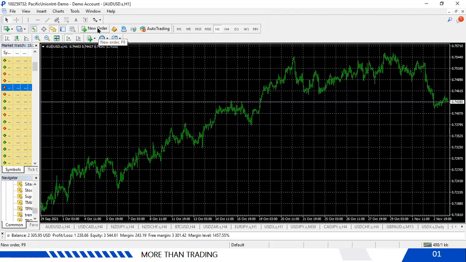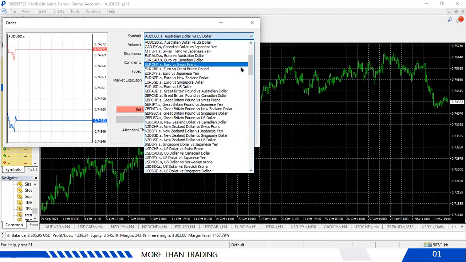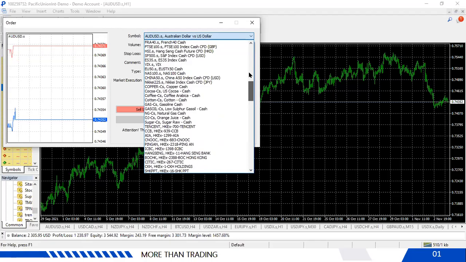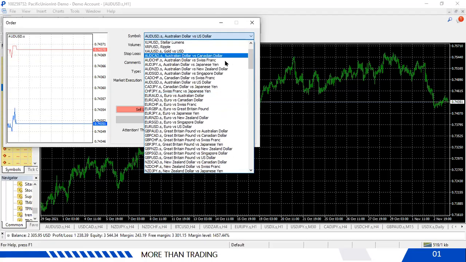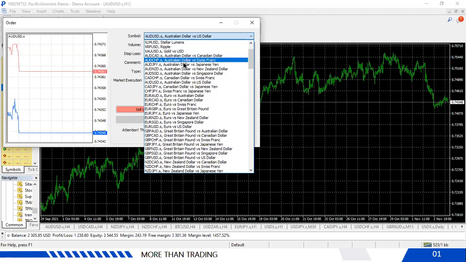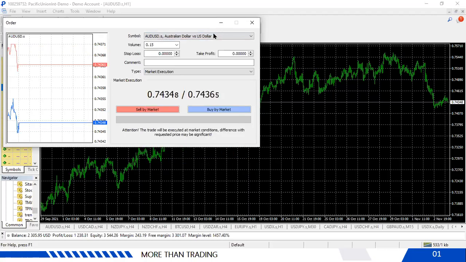We click on new order. Once you click on new order, you look at the symbol, what you're trading. Is it AUD USD? Currently you're trading AUD USD. If AUD USD is not there, you can look for it. Just click on the tab here and it will bring out all the instruments. Because you are trading AUD USD, you select AUD USD. Okay, so we have AUD USD on our screen.